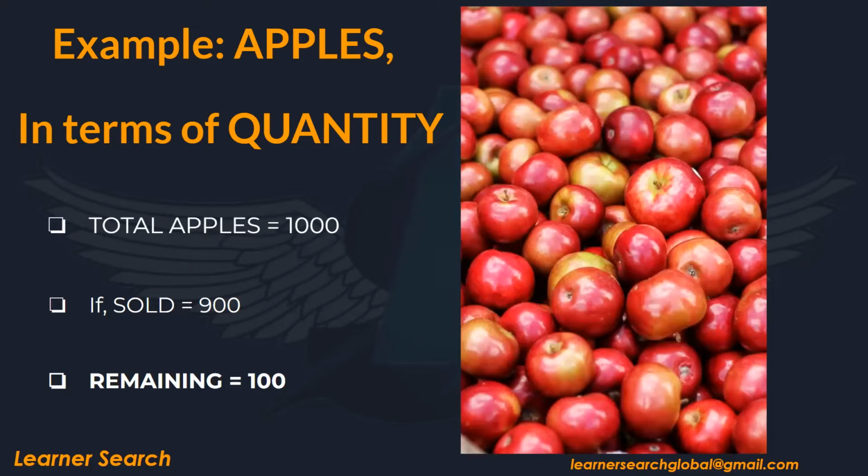Actually, we are taking examples like apples. So we have 1,000 apples with us. We sold 900. Remaining 100 we didn't sell. Yes, remnant, correct. So we are taking in terms of quantity. Out of 1,000 apples, 900 are sold, and at the end of the day, 100 apples remain.